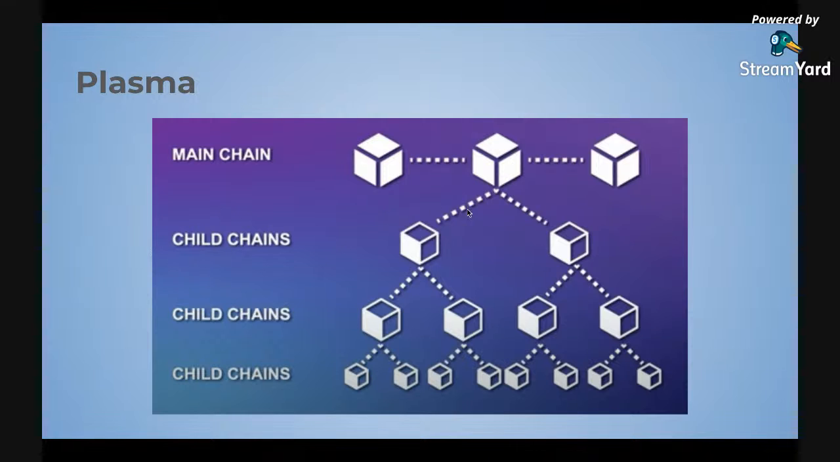These child chains are also referred to as plasma chains, and they use fraud proofs. So not every transaction is validated, but once it's submitted to the main chain, there's this concept of a fraud proof where there's a dispute period, and someone can dispute what's been submitted and say this is actually the correct one, and that way you can rely on the same level of security as the main chain.